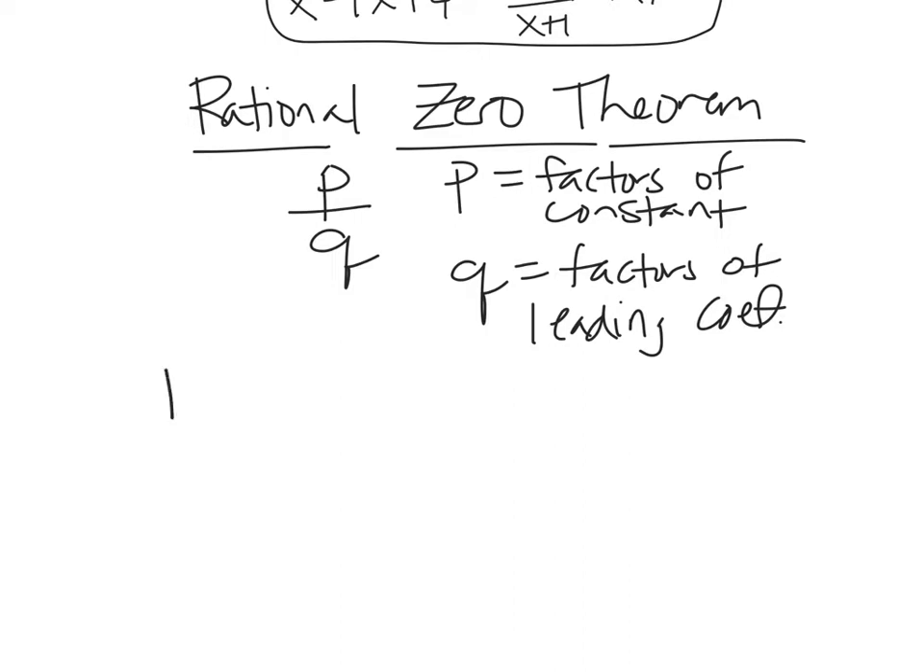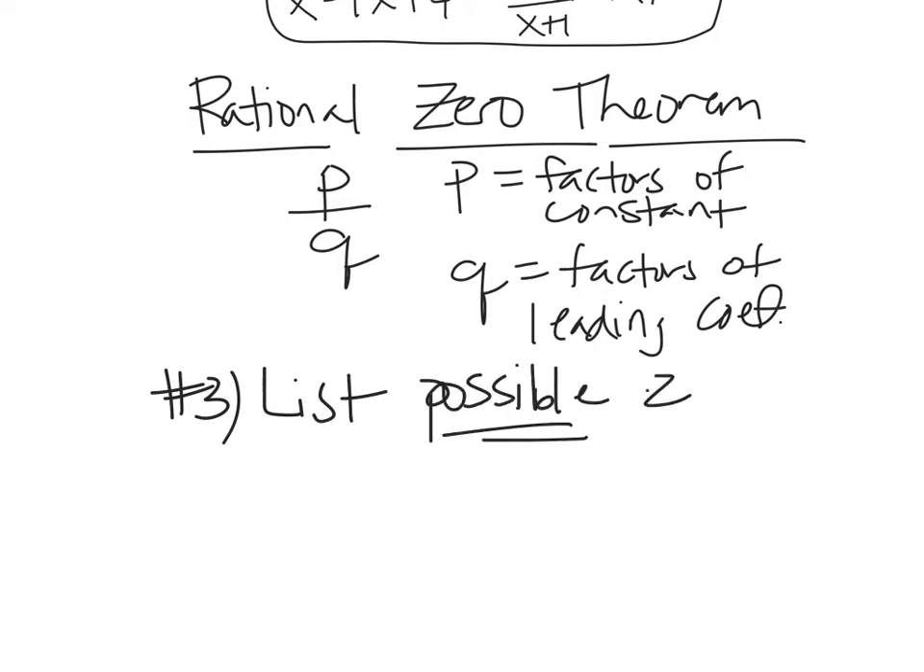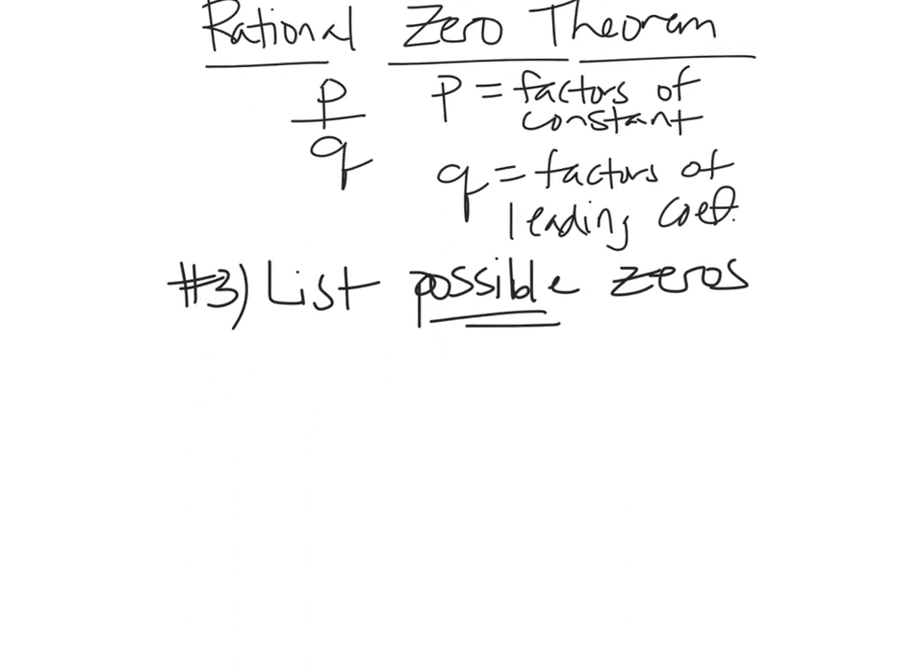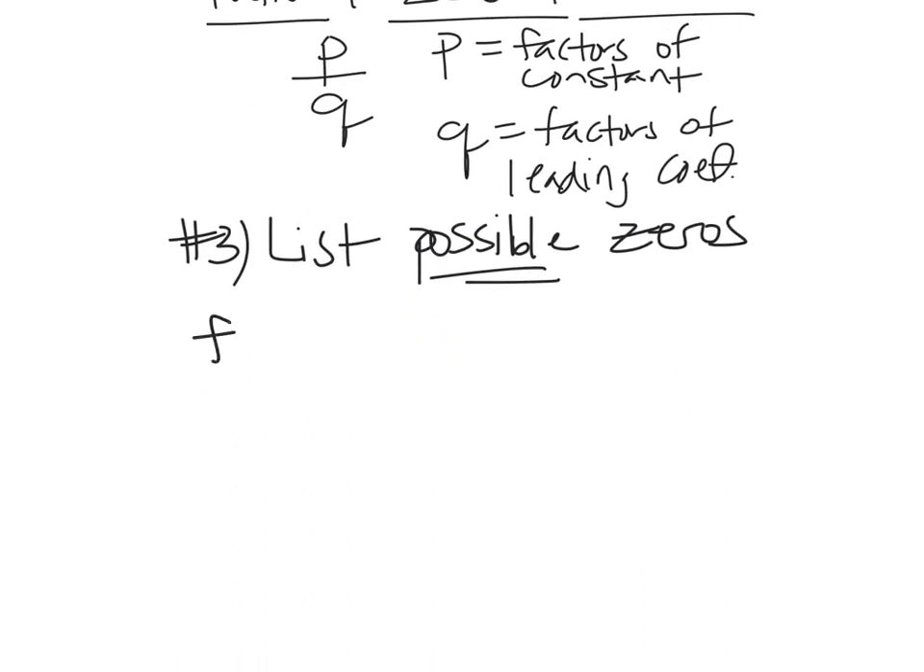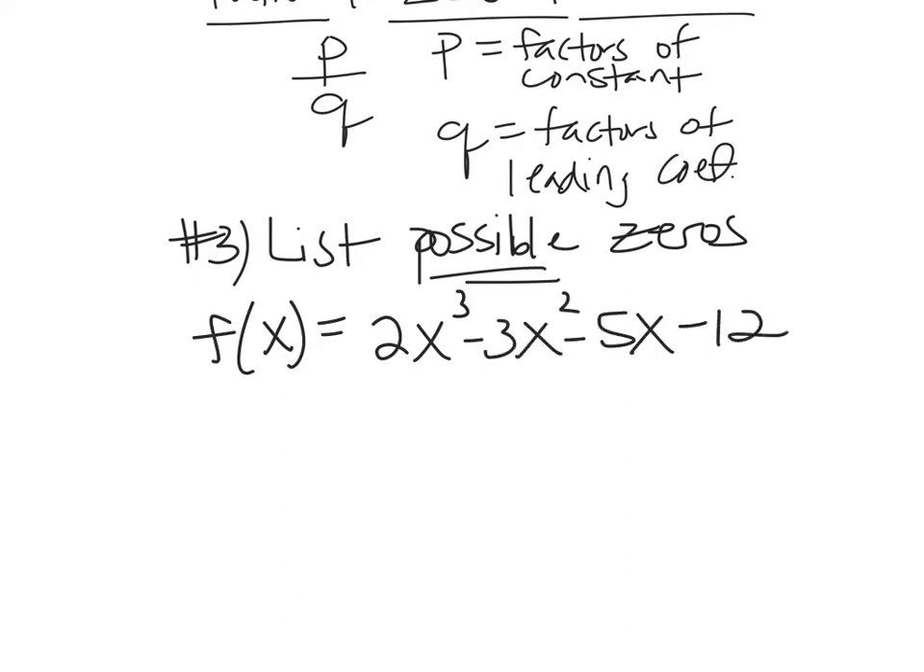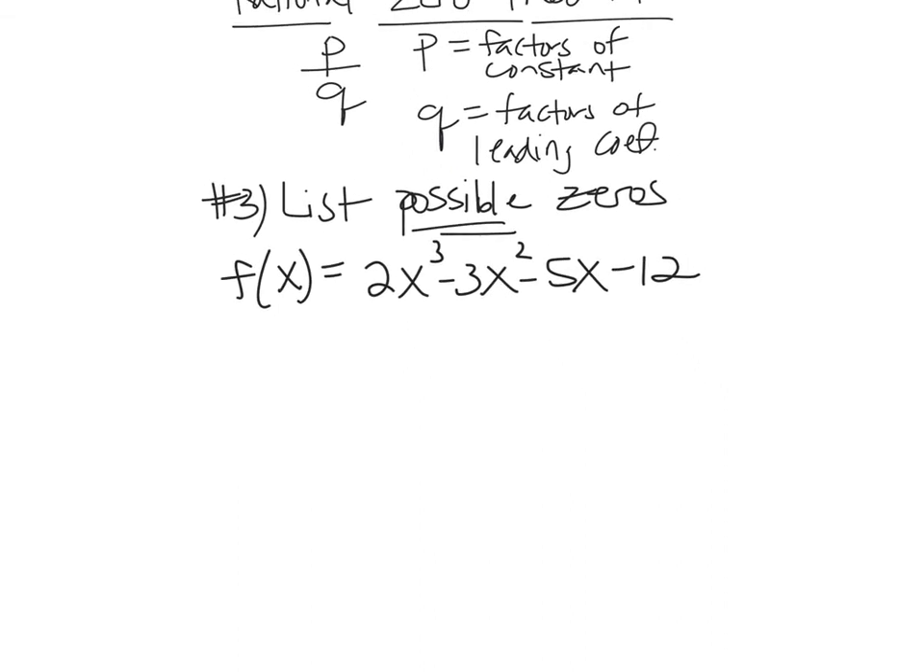So let's try one. Number 3. We're just going to list the possible zeros using the rational zero theorem. So we have f of x equals 2x cubed minus 3x squared minus 5x minus 12. Our possible zeros are going to be the factors of negative 12 over the factors of 2. That's our constant term on the end, and that's our leading coefficient.